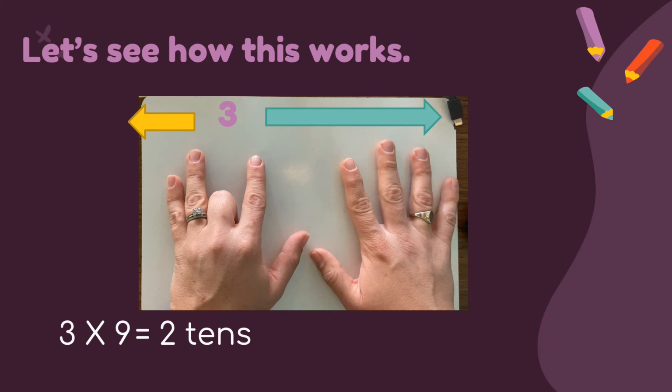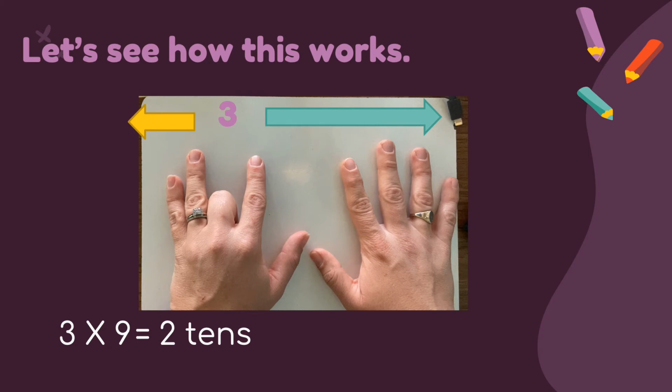Well, how many fingers do you have up there? Good, you should have 2. We're going to think of all fingers that are to the left of that tucked under finger as 10s. So right now we've got 2 10s.